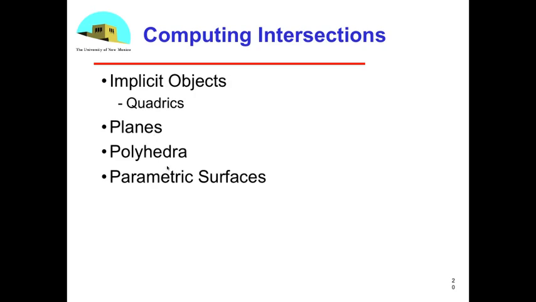Planes and polyhedra are of interest, and parametric surfaces, same problem. There's a method for converting a parametric surface to an implicit surface, but the problem is that increases the order of the polynomials you're dealing with even more, so it's probably not practical. These are the three that we really care about.